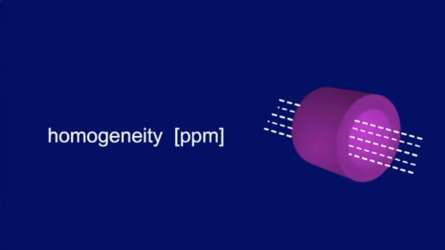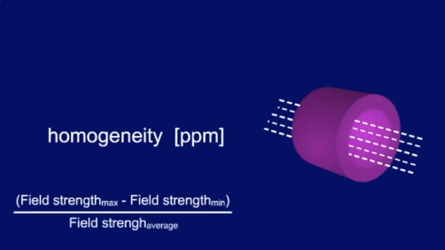The magnetic field of MR magnets has to be very homogeneous, as it directly determines the precession frequency. Homogeneity is quoted in terms of ppm, parts per million, in a defined volume. To calculate this, the difference between maximum and minimum field strength is divided by the average field strength and multiplied by 1 million.